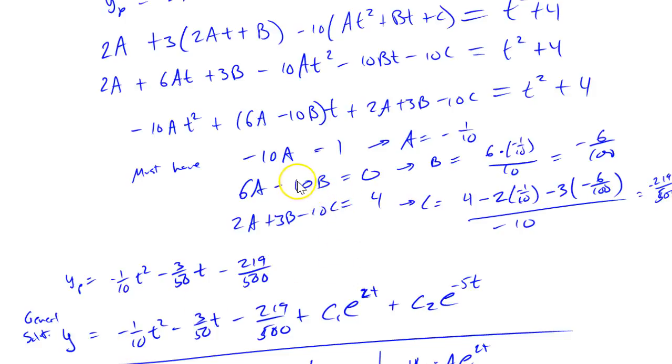So what I do is I pull the 10b over to this side, and the a is being plugged in, so I get negative 6 over 10, and then I'm dividing by 10 to get negative 6 over 100. So that's what b is, and now that you know a and b, you can solve for c, and it's just a matter of plugging it in.